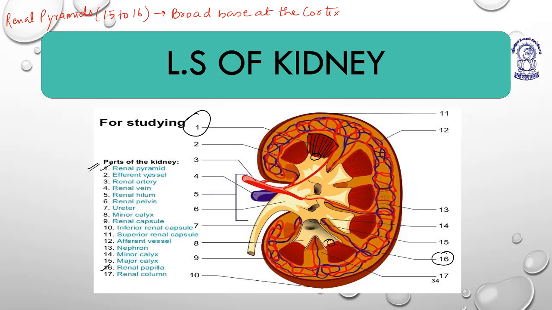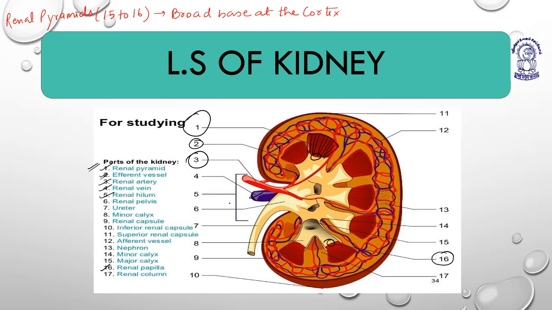Then the efferent vessel, which is coming out. Second is the efferent vessel. Third is the renal artery. Fourth is the renal vein.